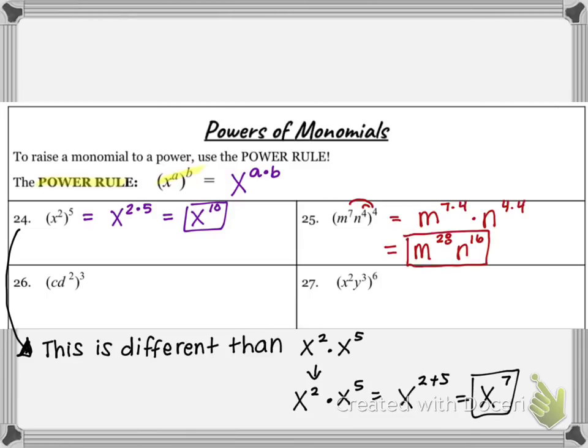Let's do 26. And then I'm going to have you guys do 27. So here again, we just multiply the 3 to c and we multiply the 3 to d squared. So c, remember it has that 1, so we have c to the 1 times 3. And d squared to the 3rd power is d to the 2 times 3. So we're going to multiply here and multiply here. So this is c to the 3rd power and d to the 6th power. Okay, try 27.